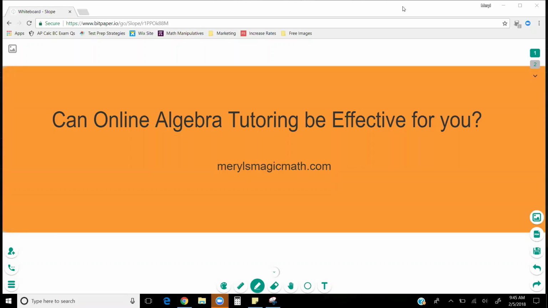So today I want to run through a quick example and show you how I do online algebra tutoring, and if it increases your understanding in slope, which is the example I'm going to run through, or if it helps draw in a bigger picture understanding, then I think your answer would be yes, algebra tutoring could be effective using online resources instead of in person.